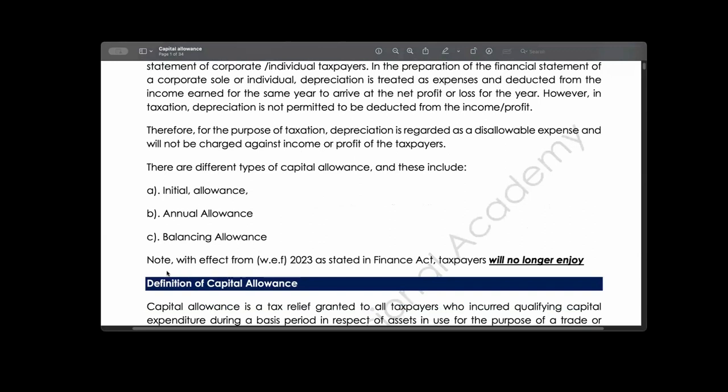Now, I also said to you that from the 2023 tax year, taxpayers will no longer enjoy investment allowance, except for a taxpayer that has acquired an asset prior to that Finance Act implementation. Now, if a taxpayer has acquired assets in the form of plant, equipment, and machinery, in the old act, the taxpayer has the right to claim 10% of the initial cost of the assets.